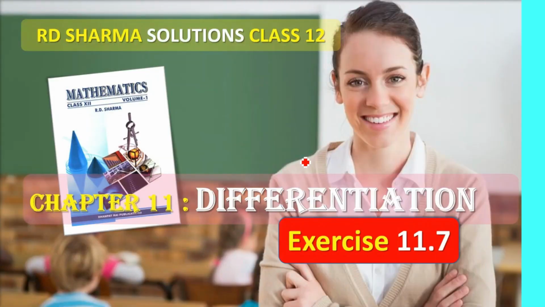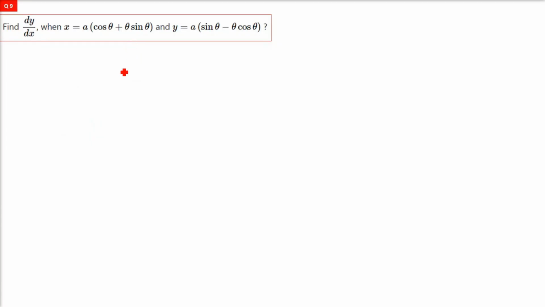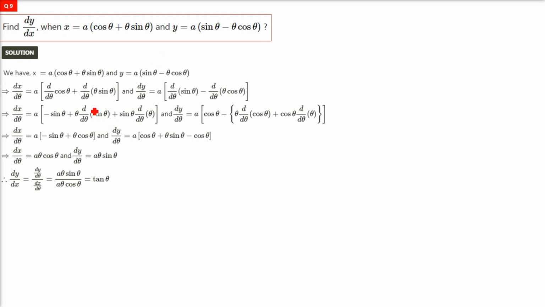This is R.D. Sharma solution, class 12th. Chapter 11, differentiation, exercise 11.7. Now here we have dy by dx. x and y are in terms of theta, sine and cos.